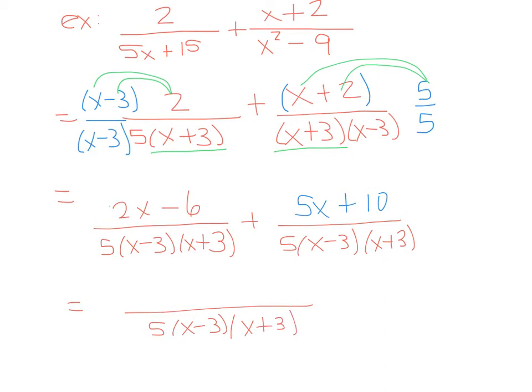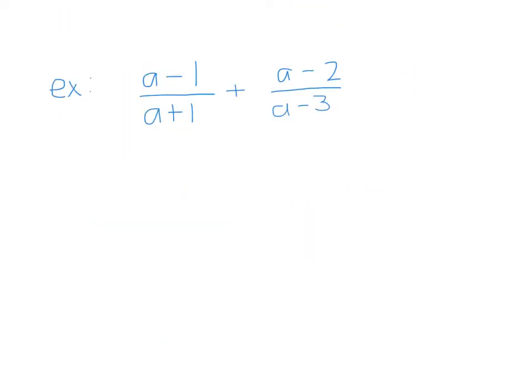So we can add 2x and 5x, we get 7x, add negative 6 and 10 to get a plus 4. Here we have another example. So we try to factor the denominators and see that there's nothing to factor, and the denominators do not share any factors. They're totally different.